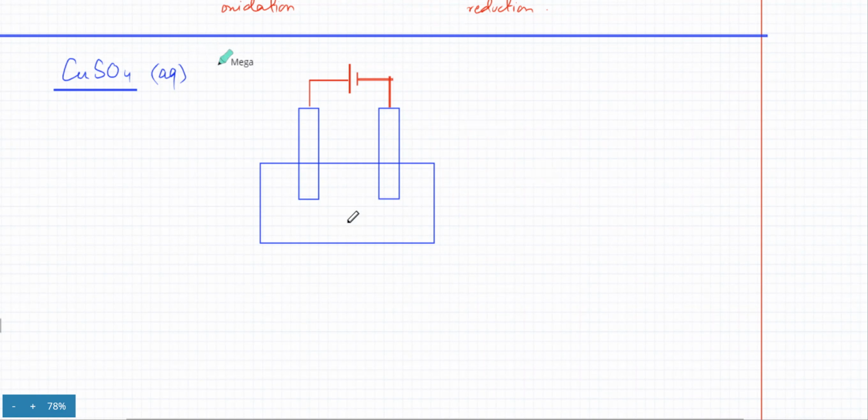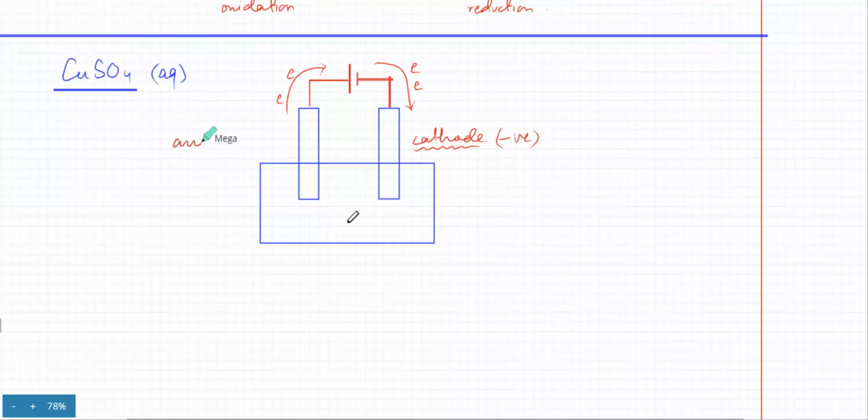And this side is your cathode, so the battery is sending electrons. This side is the anode, the battery is pulling away electrons. So the cathode side is going to be your negative side, and the anode side is going to be our positive side.